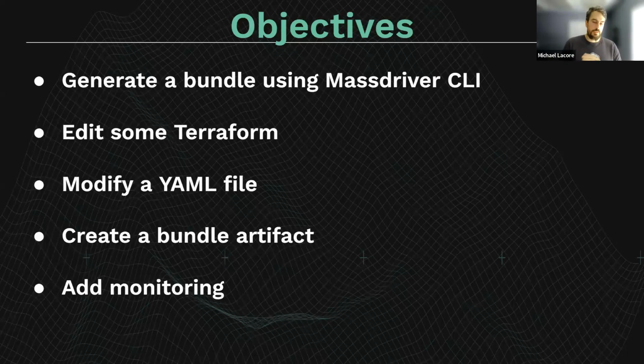Here are the steps that we're going to follow today to build out our bundle. So we're going to generate a bundle template using the Massdriver CLI. We are then going to add some Terraform for our Azure storage account. We're going to modify the YAML file included so that we can add some params. And then I'd like to get any application connecting to my bundle to use RBAC for authentication. So we're going to create an artifact. More on that in a few minutes. And then finally, I'd like to be able to monitor issues with my bundle. So we're going to set up monitoring as well.